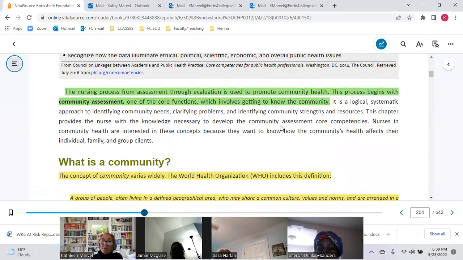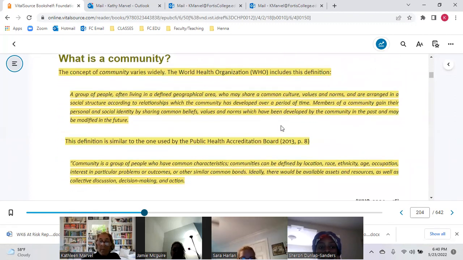So the nursing process from assessment through evaluation is used to promote community health. Kind of what I just said. The process begins with a community assessment. Community assessment is one of the core functions of public health, which involves getting to know our community. A community assessment is basically a systematic approach to identifying community needs, clarifying problems, and identifying community strengths and resources.